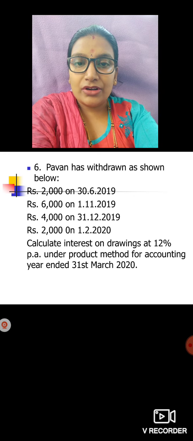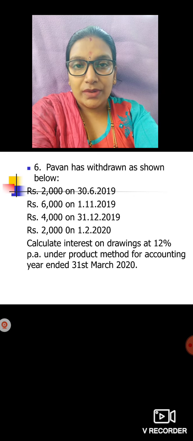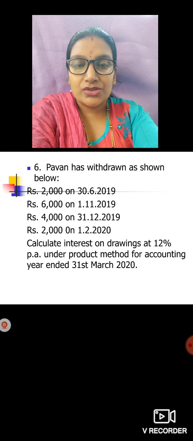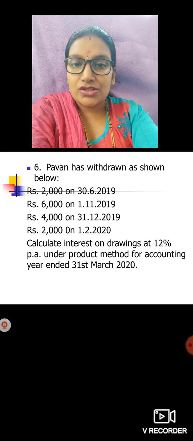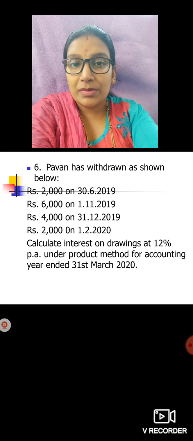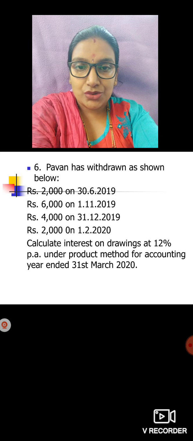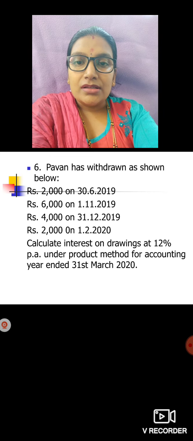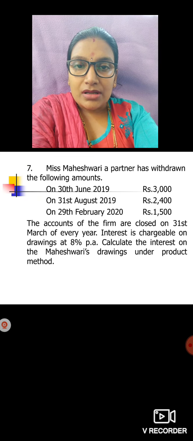Then 2000 he withdrew on 1/2/2020. Okay, 1/2 means February. So you should count from February and March. So 2 months you'll get. You should calculate interest, the interest rate you have is 12%. 12 divided by 100 you should take. Okay. Then 7th one, Miss Maheshwari, a partner, withdrew the following amount.